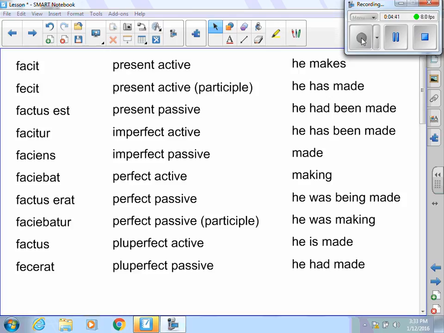Translations, all the way over on the right-hand side. Facit is he makes. Fecit is he has made. Factus est is he has been made. Facitur is he is made. Faciens is making. Faciebat is he was making. Factus erat, he had been made. Faciebatur, he was being made. Factus is made, and fecerat is he had made.